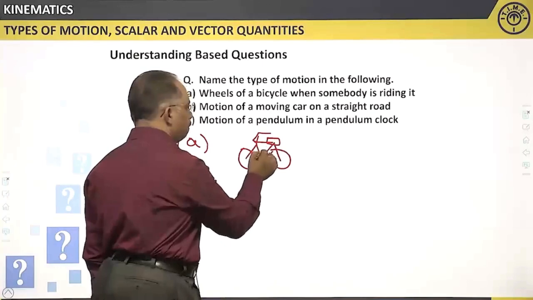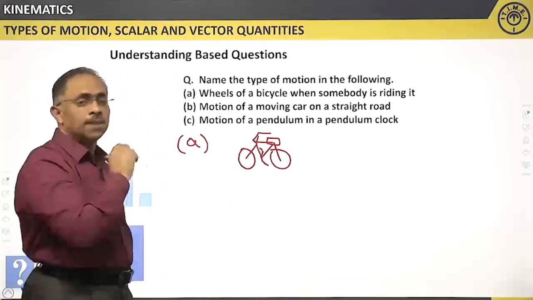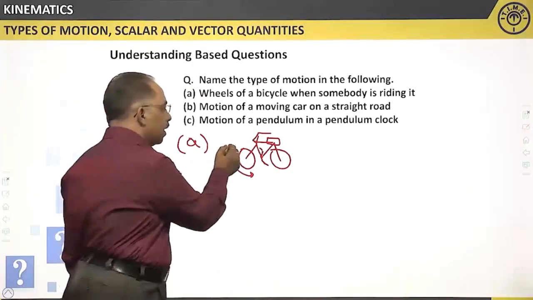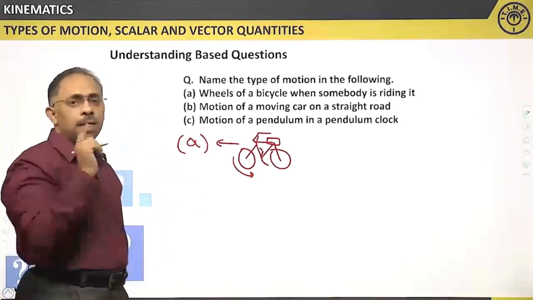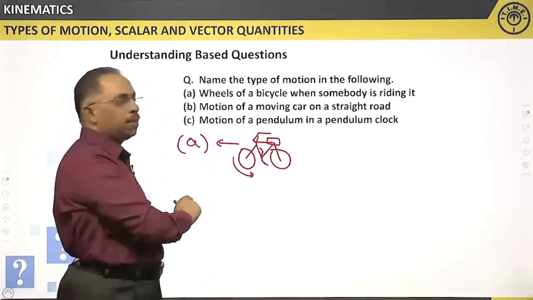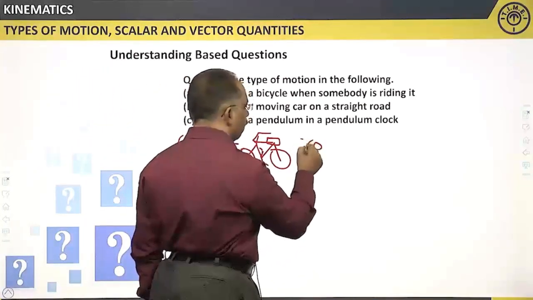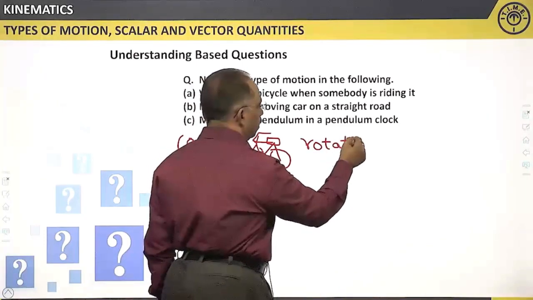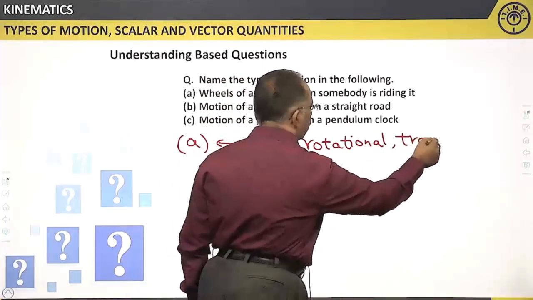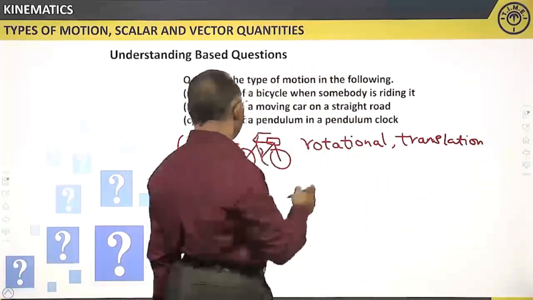So, a person is pedaling it. When the person is pedaling it, what is happening? The wheels will be rotating, and they are also going in the forward direction. So, two types of motion are involved over here. What is that motion? One is the rotational motion, another is the translational motion. So, I can say it is rotational, translational motion. These are the two types of motion involved in the first case.